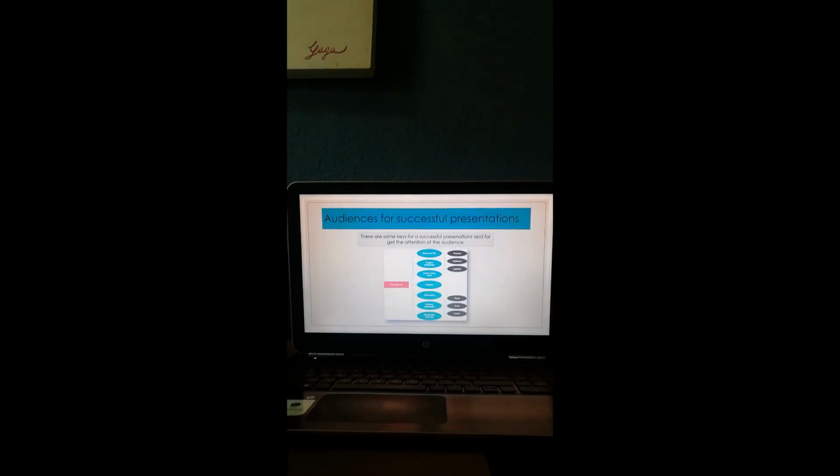There are some keys for a successful presentation and for getting the attention of the audience. The presenters have to know the PAL. PAL means personal, audience, and logistics. Then we have to prepare adequately, create a final draft, practice, arrive early, use delivery techniques, and handle the questions and answers with some activity.